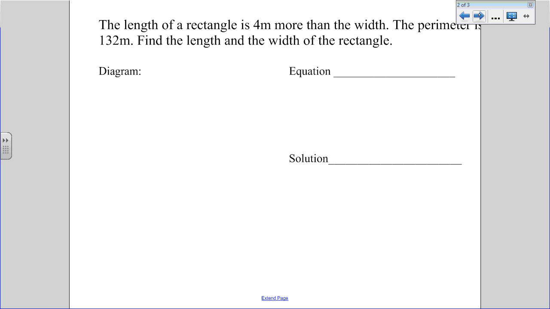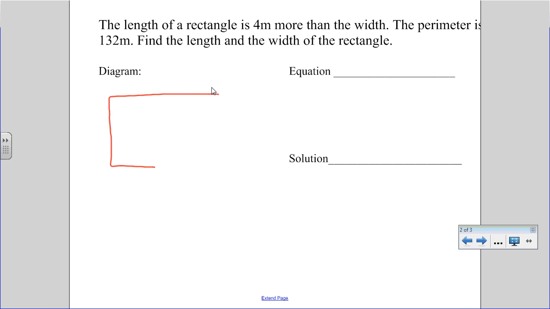All right, we've got another rectangle problem. So once again, we're going to try and draw a diagram. It says the length of a rectangle is 4 meters more than the width. The perimeter is 132 meters. Find the length and the width. We have to find both of those. Well, I'm not going to be able to define L and W. I can't use 2 variables. But what I am going to do is draw my rectangle, and then I'm going to go through my problem.